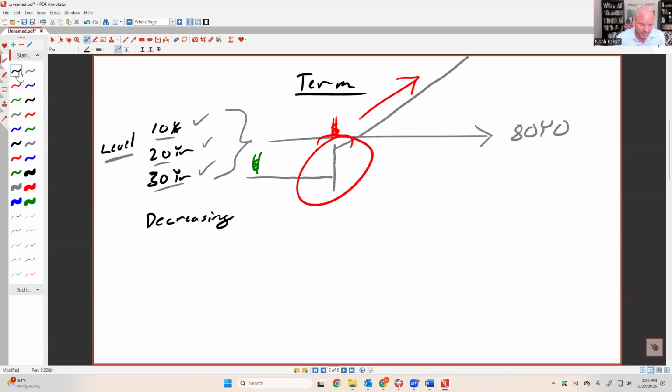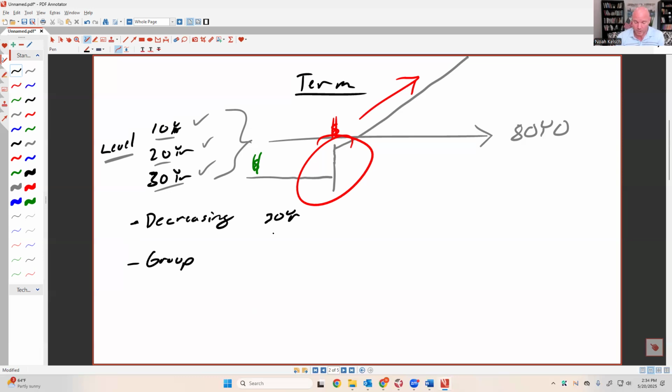There is also a variation of term that's called decreasing term. And I just thought of another one here as well, and it's group term. So a decreasing term is generally sold by banks or mortgage companies. And what that does is it says, hey, we've got a 30-year note on a mortgage, let's say. And so what they say is, hey, we'll sell you a policy that covers the mortgage. So if you die, your mortgage is paid off.